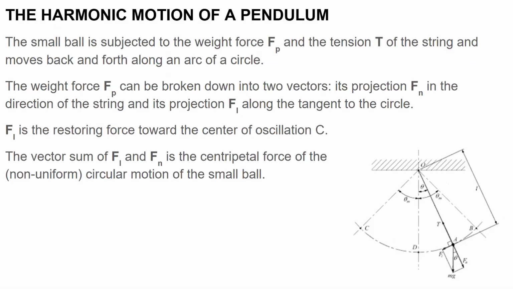The small ball is subjected to the weight force Fp and the tension T of the string, and moves back and forth along an arc of a circle. The weight force Fp can be broken down into two vectors, its projection Fn in the direction of the string and its projection Fl along the tangent to the circle. Fl is the directing force toward the center of the oscillation C. The vector sum of Fl and Fn is the centripetal force of the uniform circular motion of the small ball.